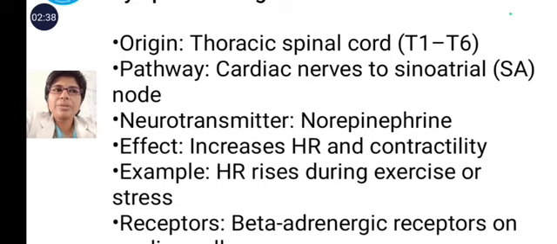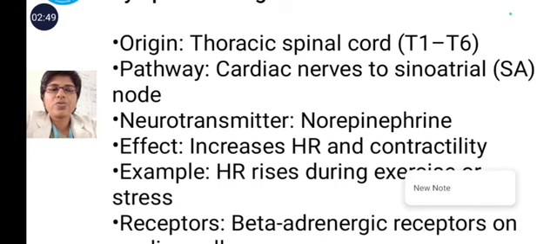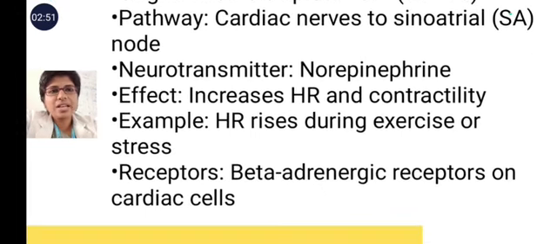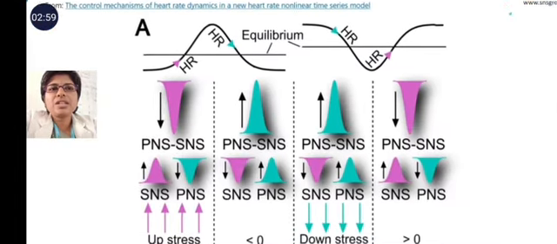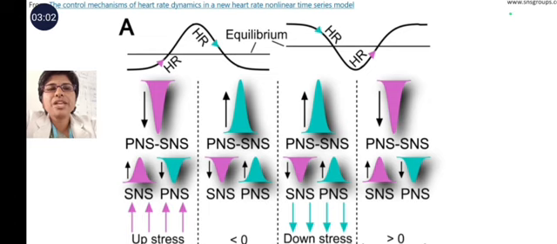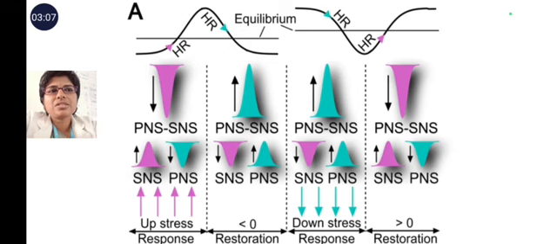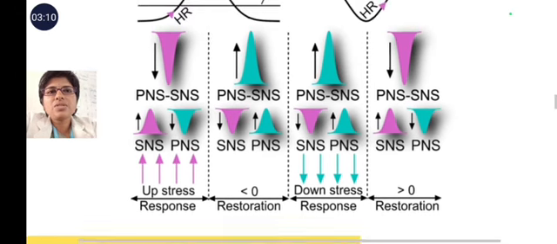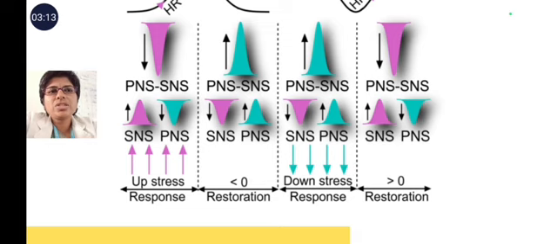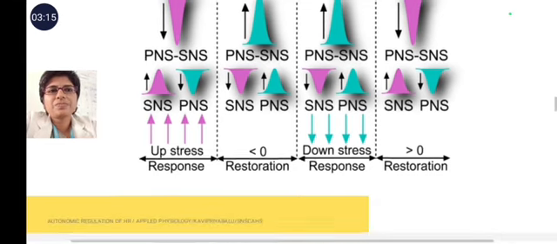So it originates from T1 to T6, its pathway is to the SA node, and the neurotransmitter is norepinephrine, which increases the heart rate and contractility. For example, heart rate rises during exercise, stress, anxiety, etc. The receptors are beta adrenergic receptors on the cardiac cells. See, this shows the increase and decrease in heart rate, with PNS and SNS in equilibrium: stress increases it, downstage decreases it, and then restoration.